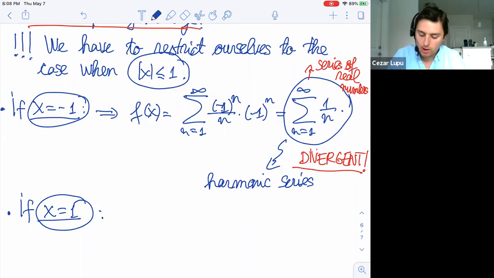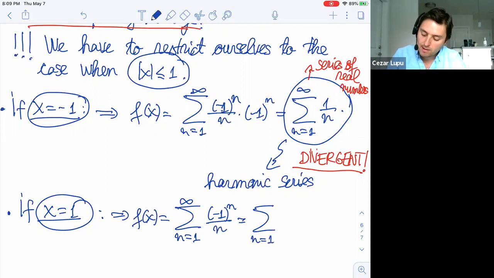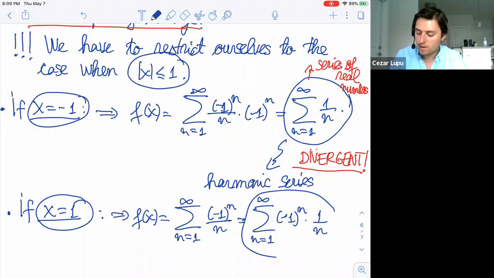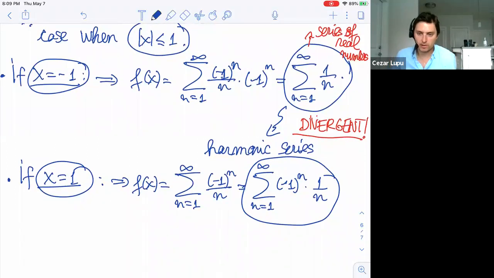At x equals 1, what do we have? f of x will become what? Can you tell me? It will be the sum from n equals 1 to infinity of, again, a series of real numbers, -1 to the power n over n. Or if you want me to write it a bit nicely so that you can see it, -1 to the power n times 1 over n. What is this series? We've talked about this in lecture last week. What did we say about this series? It's an alternating series.